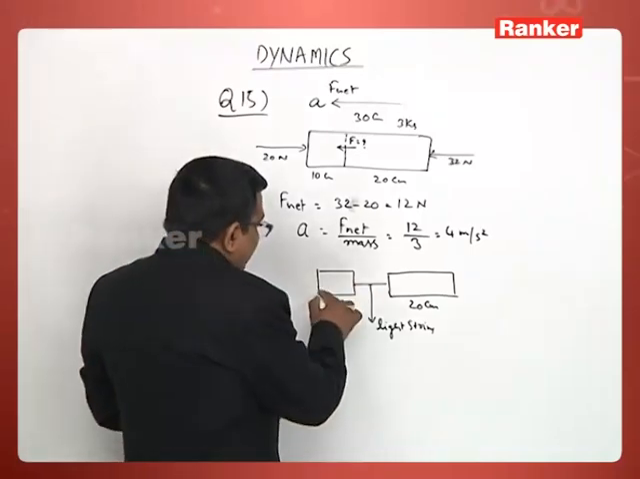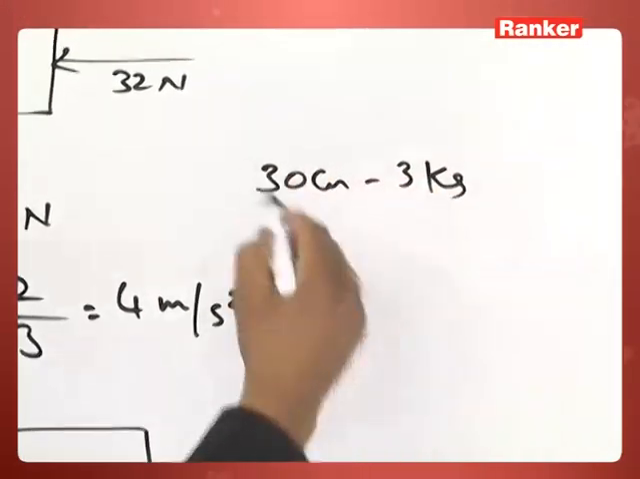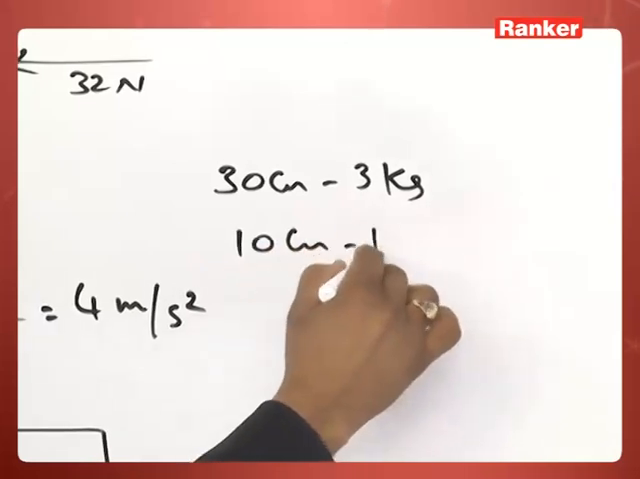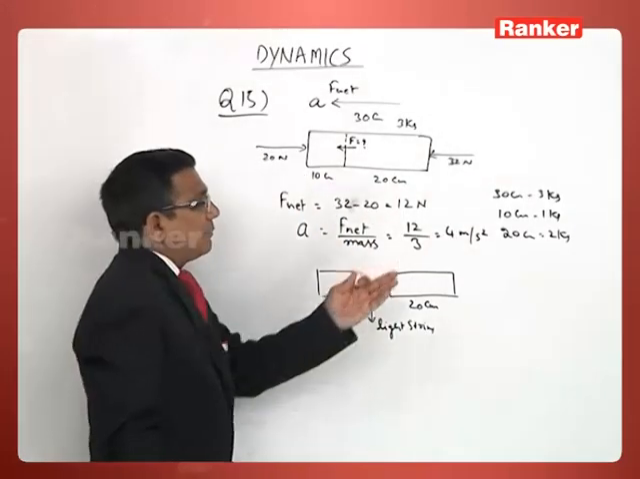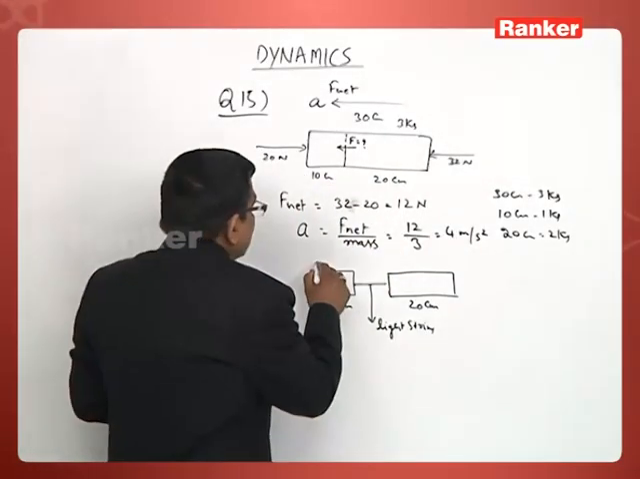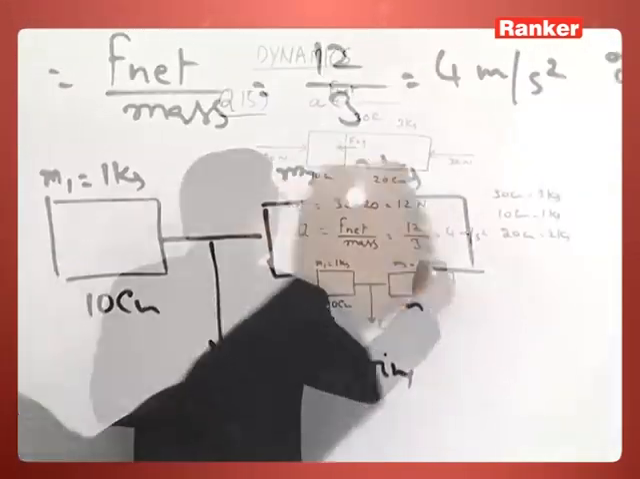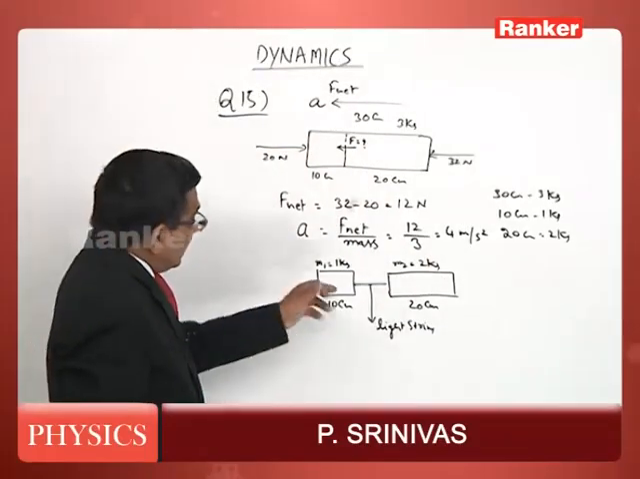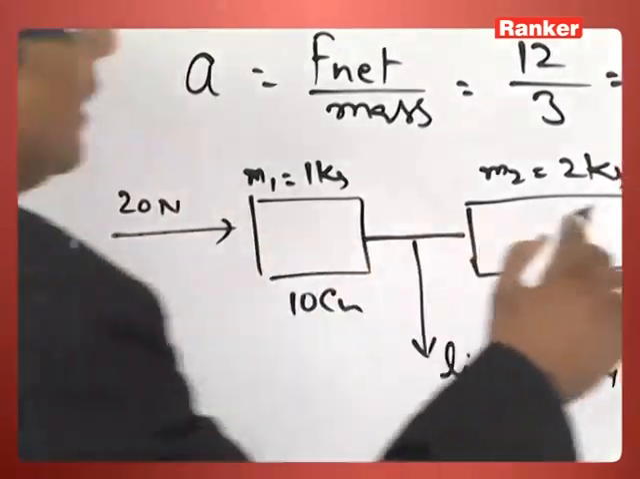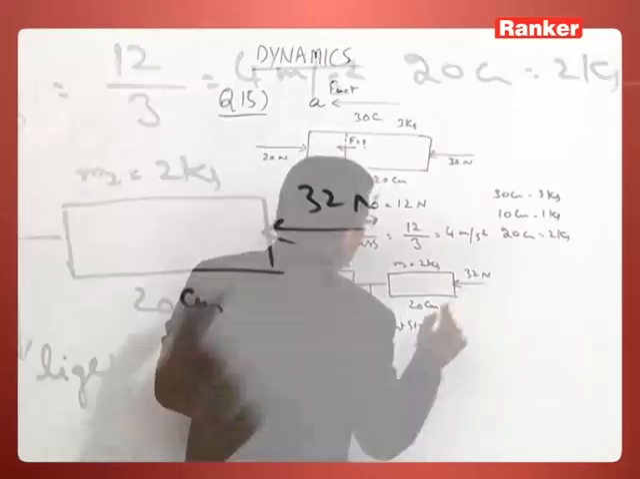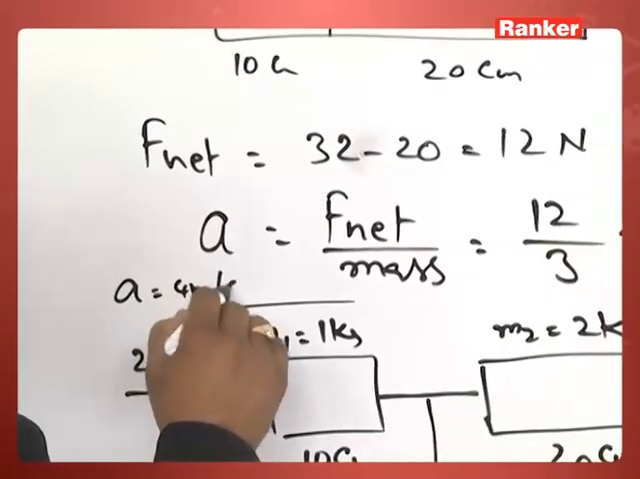Then the mass of this part will be, as it is given, 30 centimeters has mass 3 kilogram. From this, 10 centimeters we can write 1 kilogram. 20 centimeters will have a mass of what? 2 kilogram. So this part will have a mass of 1 kilogram, and this part 2 kilogram. Total mass is what? 3 kilogram. Then if you write the forces, here a 20 Newton force is acting, already given. Here a 32 Newton force is acting, already given, and both are moving in this direction with an acceleration of 4 meter per second square.